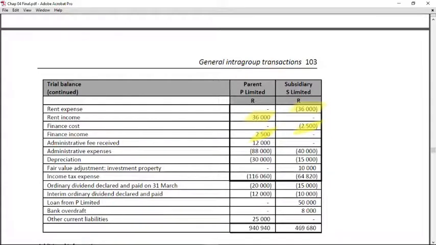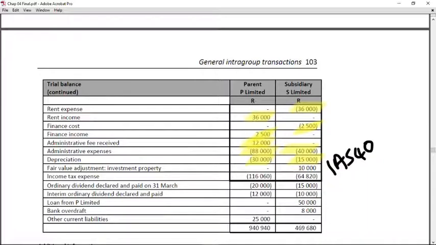Then we have administrative fees received of 12,000 lying separately in the parent's trial balance, and then we have the administrative expenses of the parent and subsidiary. The depreciation is just listed as a separate line item, the 30,000 and 15,000 Rand, and then here linking to my IAS 40, I have again my investment properties fair value adjustment. As I've mentioned, we will look at IAS 40 later on this year. For now, just treat that fair value adjustment on the investment property as an income. You can see it's an income in this trial balance.